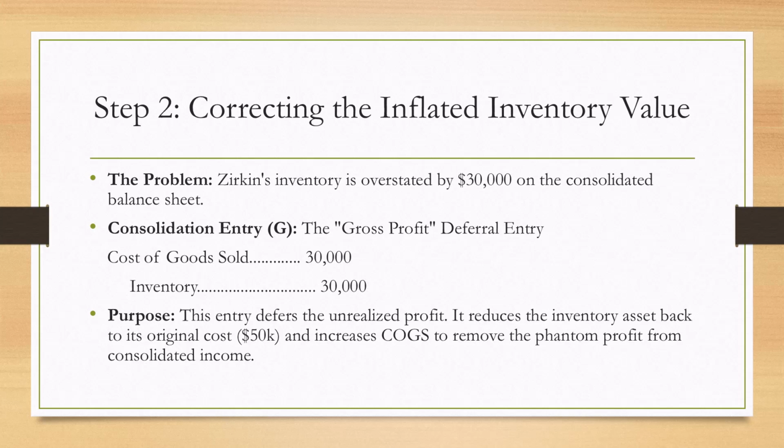Entry TI fixed the income statement, but Zirkin's inventory is still on the consolidated balance sheet at the inflated $80,000 price. We need to correct this. We use entry G to defer the gross profit. We credit inventory to reduce its value by the $30,000 of unrealized profit, bringing it back down to its original cost of $50,000. The debit goes to cost of goods sold. Increasing cost of goods sold effectively removes that $30,000 of unrealized profit from our consolidated net income for year 1. We are deferring it to a future year.